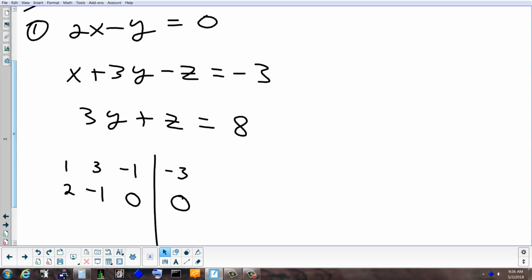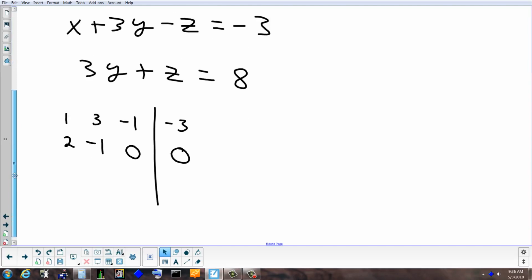The fact that I have zeros here doesn't do anything for me. Might make some arithmetic easier, but I don't really care that there's zeros there. And then the third row, that does help me. That's huge, right? Because I already have a 0 in this spot, and that will help me a lot. So 0x, 3y, 1z, 8.